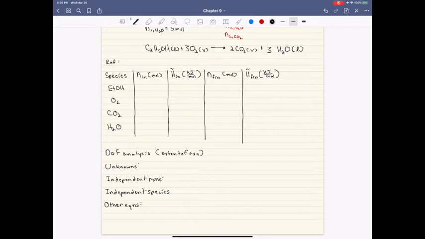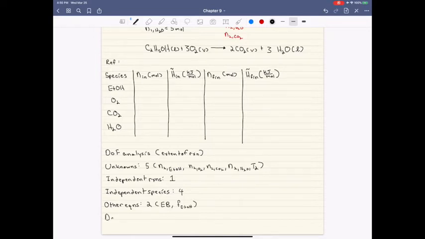Okay, so the number of unknowns we have in our system is 5, right? Because we basically don't know anything about the product stream. And so we don't know the molar amounts of ethanol, oxygen, carbon dioxide, the water. We also don't know the temperature of our product as well. The number of independent reactions is 1. Number of independent species, it turns out all the species in our system are independent. As far as the other equations we could use, there are 2 of them. We could always use our energy balance, and we could also use that information about the conversion of the ethanol.